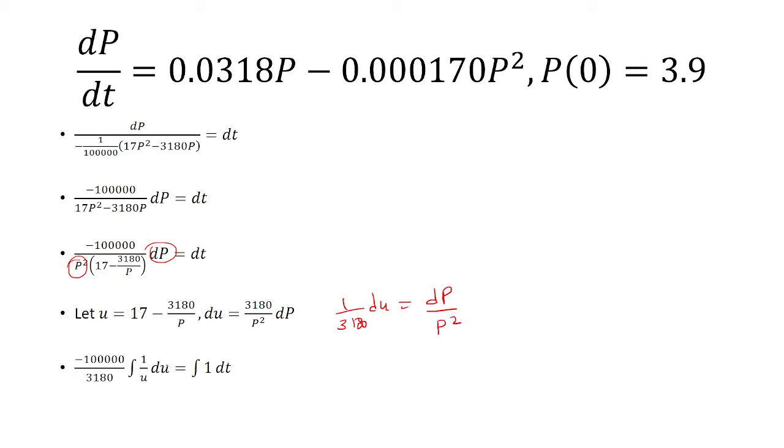And I'm just going to factor that out. So both the negative 100,000 and the 3180 get factored out. I'm left with 1 over u du. And then I'm going to apply the integral to both sides of the equation. So on the right we just had dt, but really dt is the same thing as 1 times dt. It's the same thing.